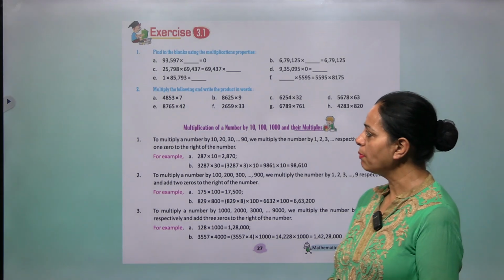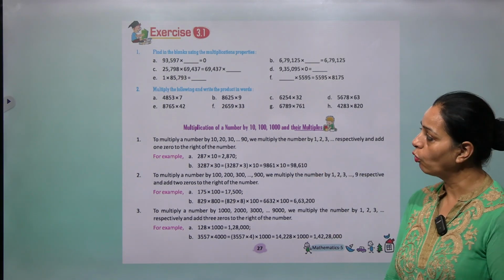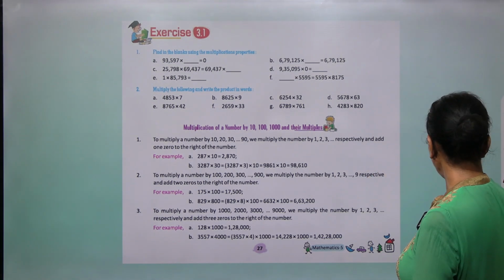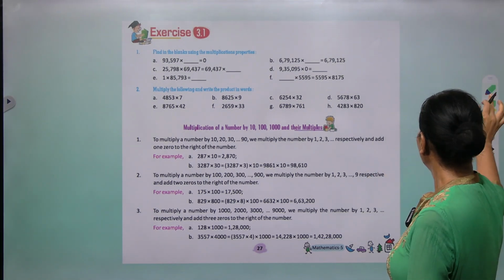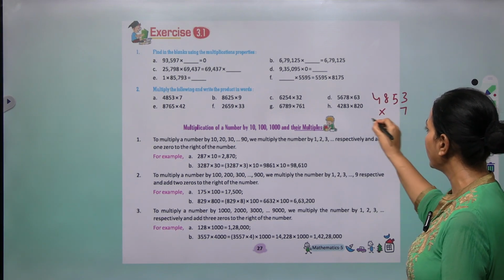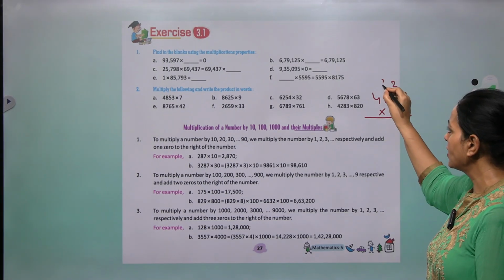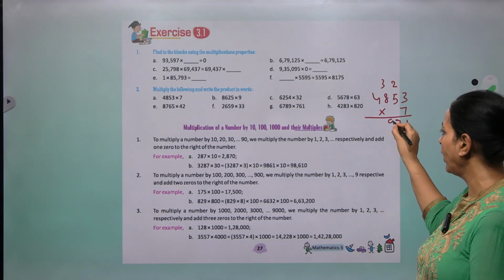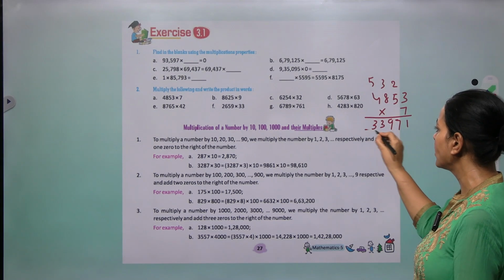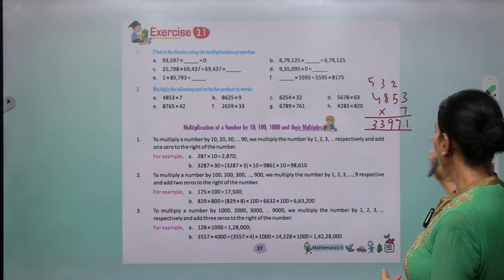Now come to the second question. Multiply the following and write the product in words. First you have to multiply the numbers. You know very well how to multiply. Like part A, 4853 into 7. How will we do it? 4, 8, 5, 3 multiplied by 7. 7 3s are 21, 2 carried here. 7 5s are 35, plus 2 is 37. 7 8s are 56, plus 3 is 59. Then 5 here. 7 4s are 28, plus 5 is 33. So the answer is 33,907. You can do the remaining parts.